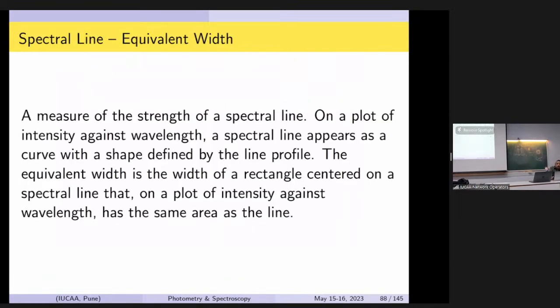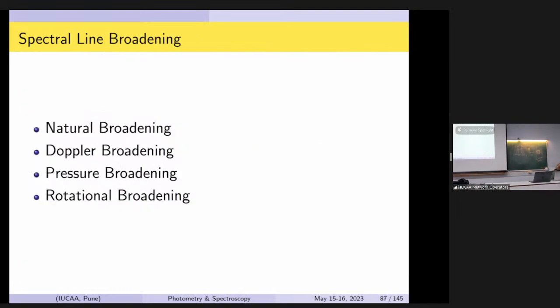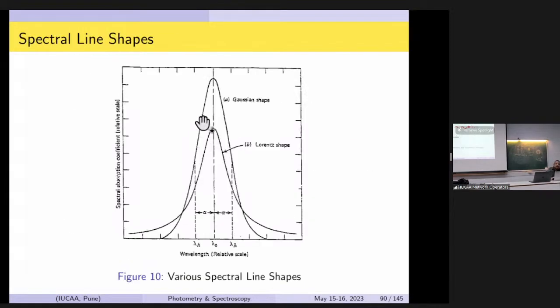So let's see. This spectral line which you see here has four possibilities. The first one is natural broadening, which means everybody knows quantum mechanics, the uncertainty principle. There are two levels between which the transition is taking place. The atom goes to the higher level, stays there for a while, and then comes down and emits a photon, h nu. That is the natural broadening. And these two are the levels where h nu is coming out.